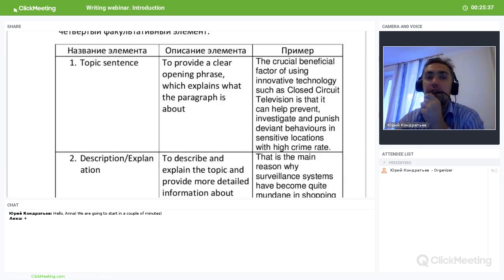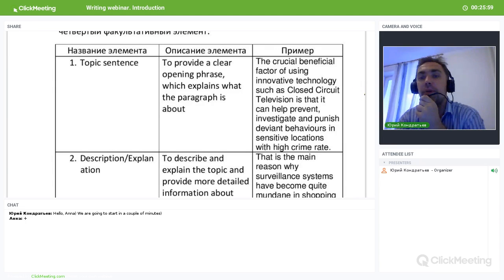So here is the topic sentence. It's just the introduction of the advantages. The crucial beneficial factor of using innovative technologies such as closed-circuit television is that it can help prevent, investigate, and punish deviant behaviors in sensitive locations with high crime rate.